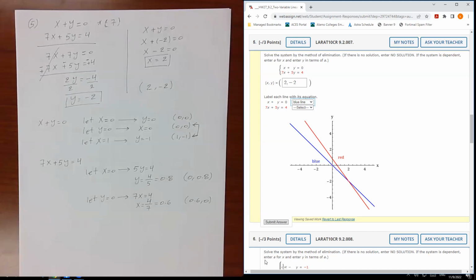And let's check these points. The first one is 0 and 0.8. So check, here is the 1, it's less than 1. So here is the first point. 0.6 and the y is 0. So here is the 1, it's greater than a half. That means the second equation is going to be the red line. That's it for this example.